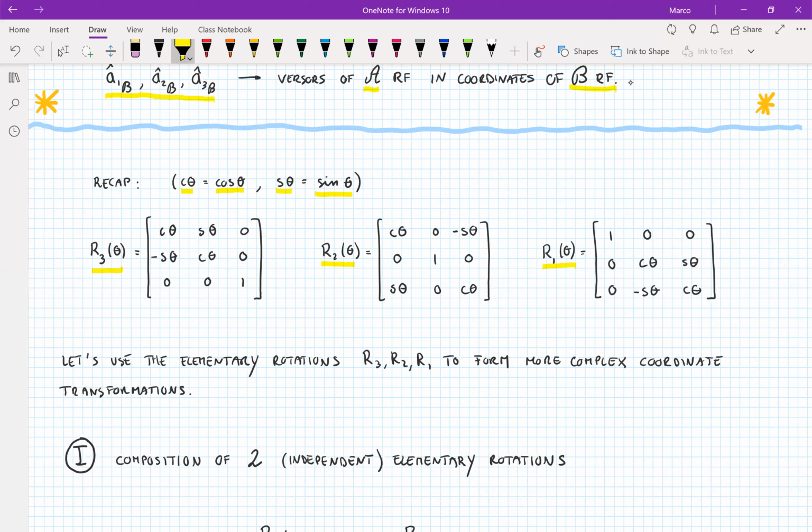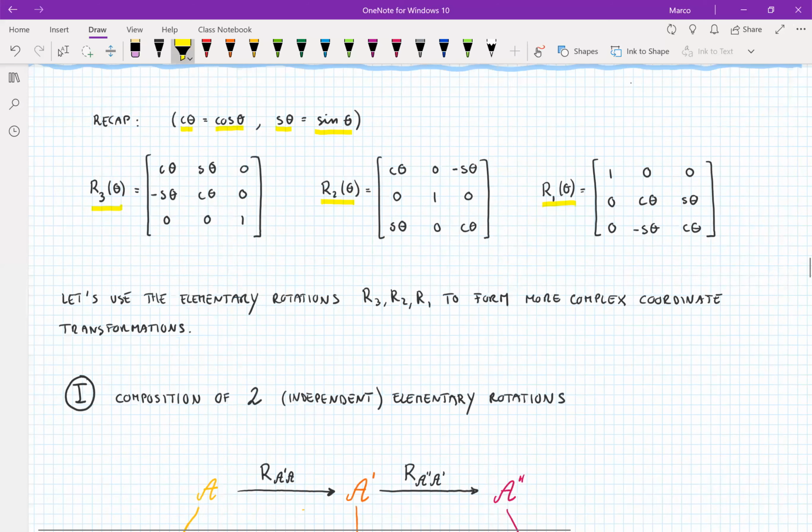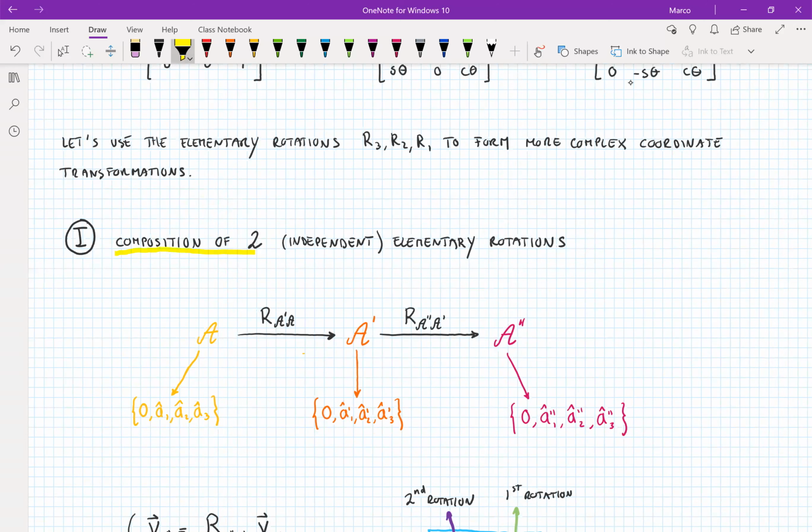So now we can use, as I said before, these elementary rotations to form more complex coordinate transformations. The first natural step would be to combine two elementary rotations. So we're going to have a composition of two, and I want to stress again, independent elementary rotations. Independent means that they're not going to be about the same axis, or they cannot be successive rotations about the same axis. They're not independent.